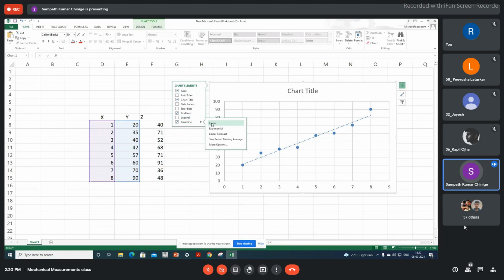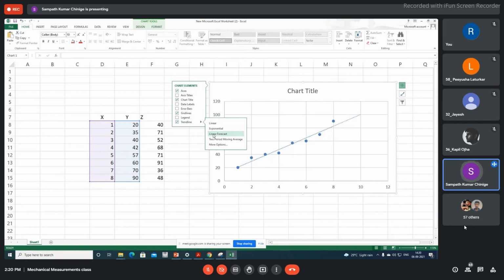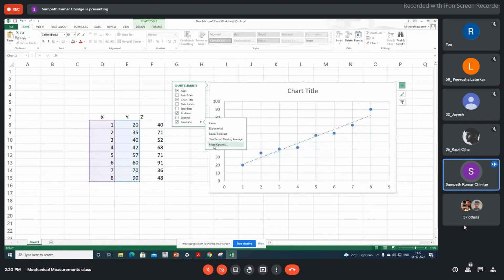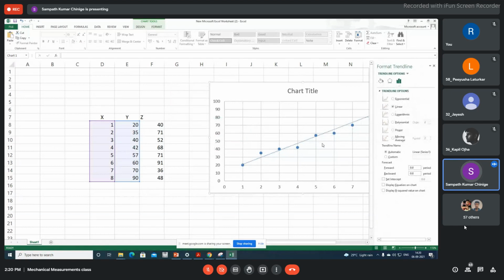You have linear, you have exponential curve, linear forecast, 2-period moving average, and if you go, you will see more options over here. Linear is the simplest way. But as I told you, how good is this chart?